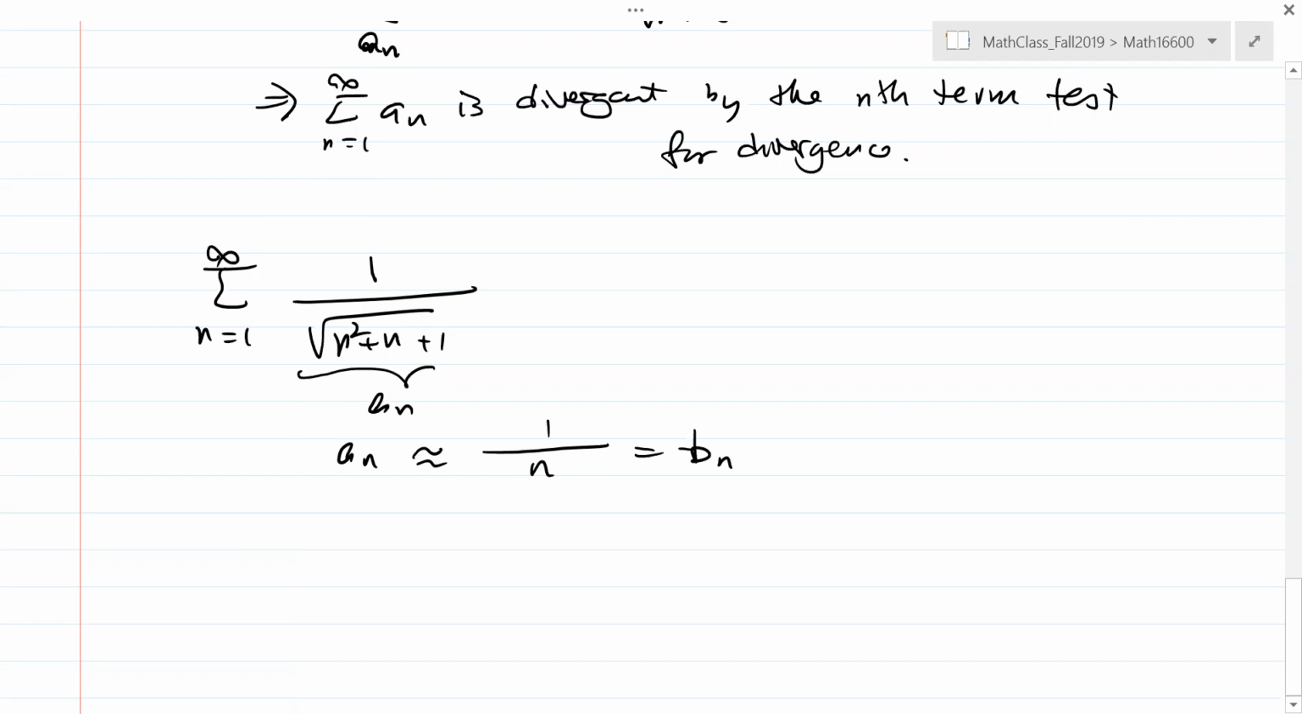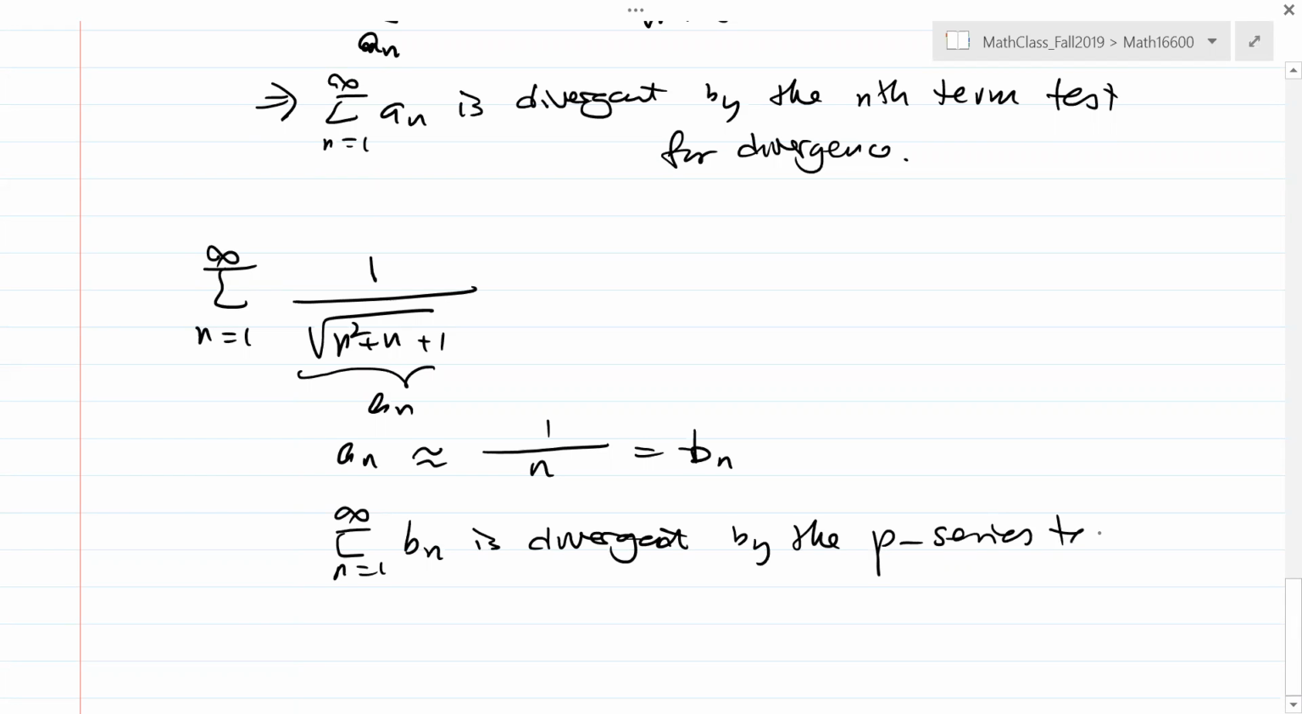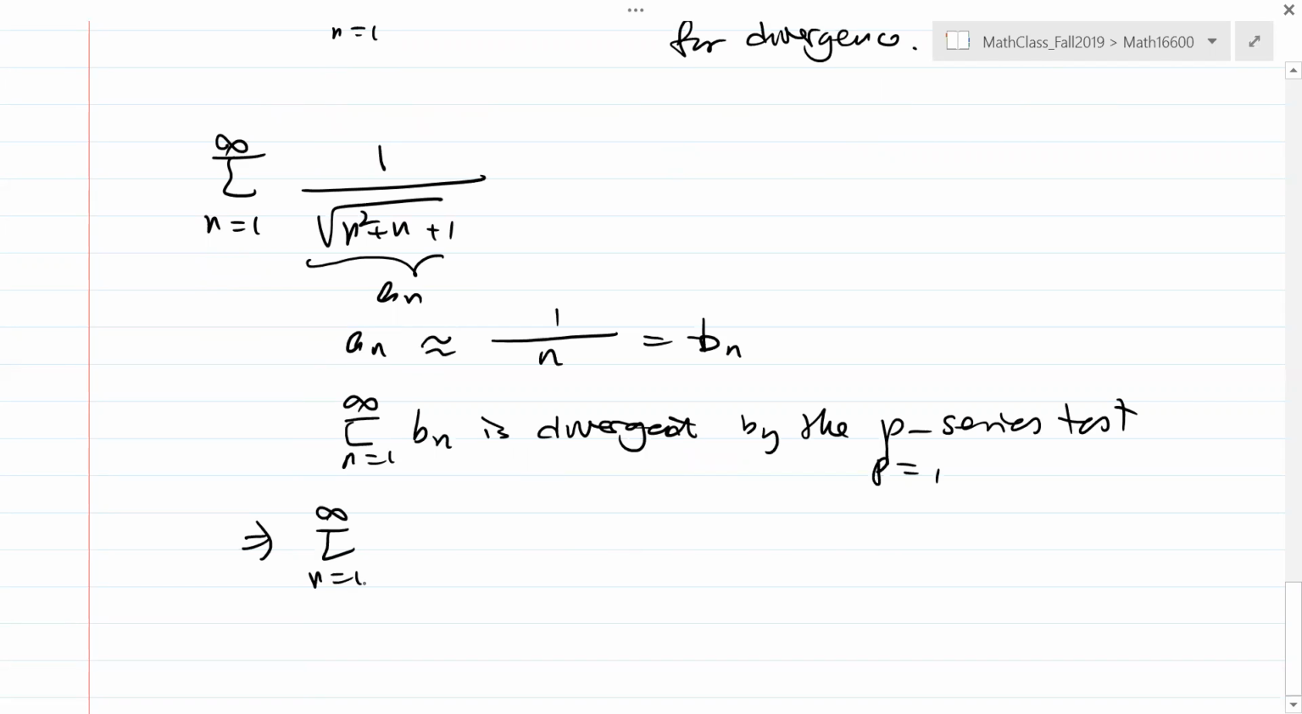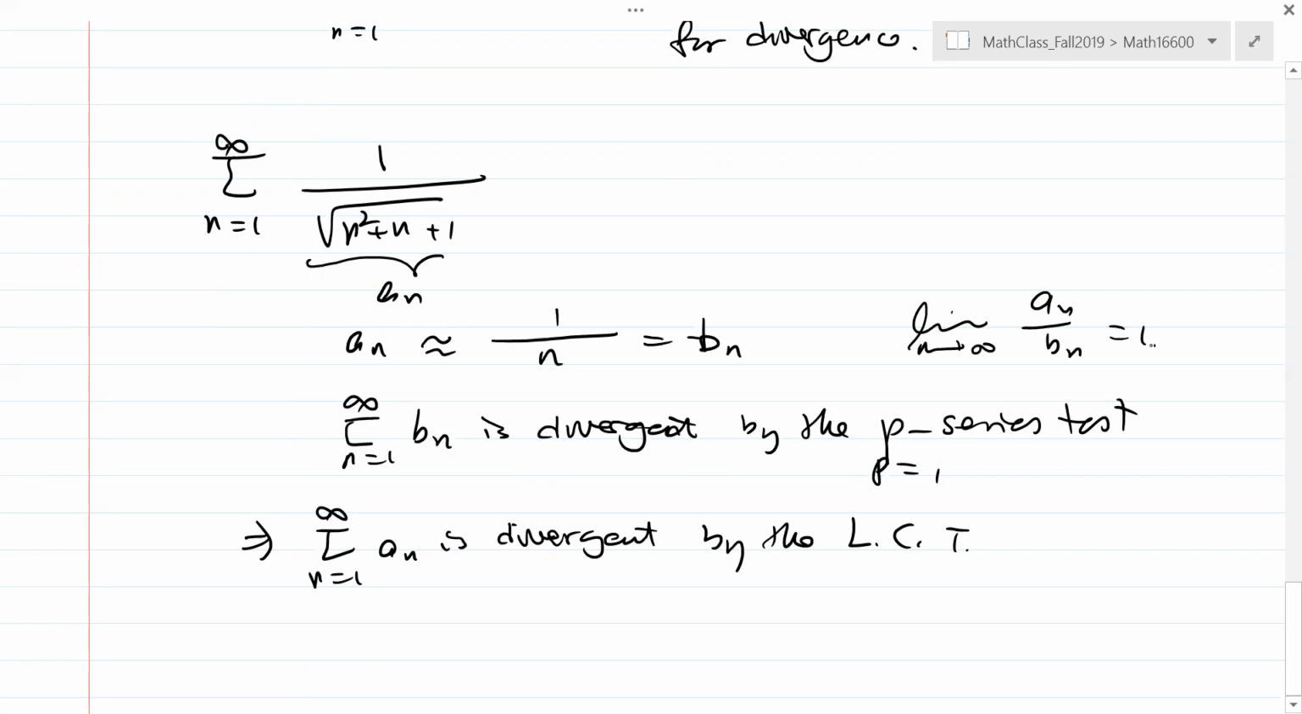Okay. I know this is divergent. I know that. Divergent by the p-series test. Okay, p is 1. So this implies this is divergent by the limit comparison test. Okay, the limit comparison test means I do have this limit.